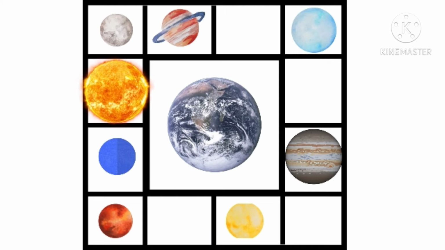Now, let's look at an example. Suppose the Sun is exerting its attractive force at an angle as shown in the picture. According to the Rashi Chakra, the attractive force from the Sun is acting on the center of the Earth through the Kumbha Rashi, which is the 12th Rashi.